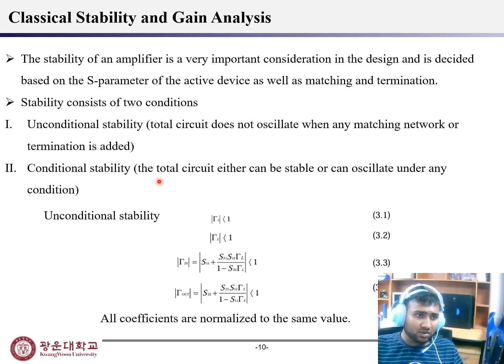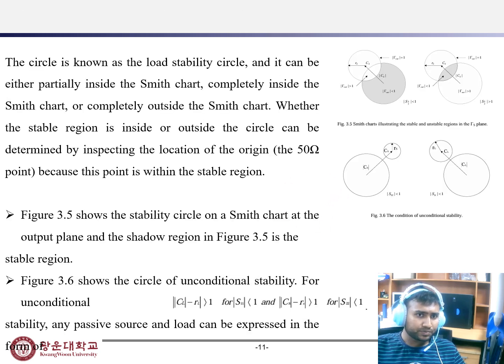First, unconditional stability. This means the total circuit does not oscillate when any matching network or termination is added. Another is conditional stability. The total circuit either can be stable or can oscillate under any condition. Here you can see the equation, all coefficients are normalized to the same value.